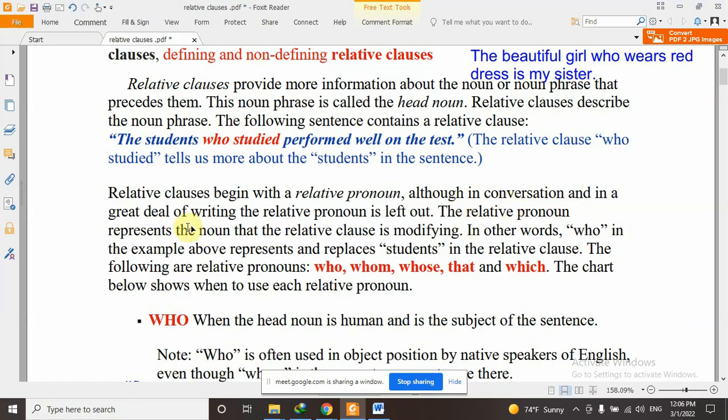The relative pronoun represents the noun that the relative clause is modifying. The relative pronoun represents the noun. So it should be immediately after the noun. Don't put it after 3 or 4 words.